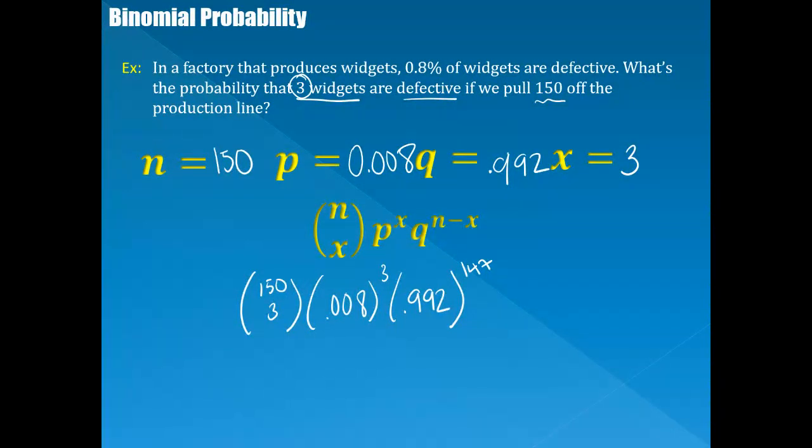And we know how to do this in our calculators, right? So I can go ahead and say 150 choose 3, and then times 0.008 to the third, times 0.992 to the 147. And I get approximately 0.0867. Right, so that's the probability of picking 3 defective widgets out of 150.